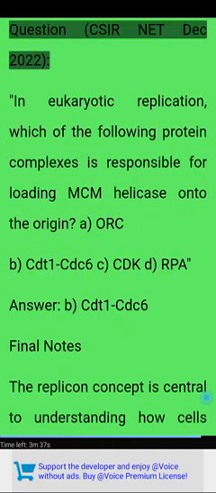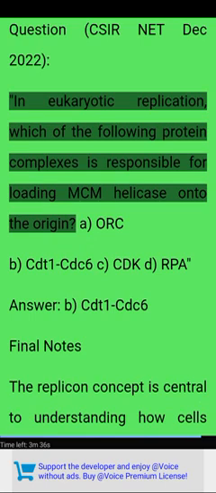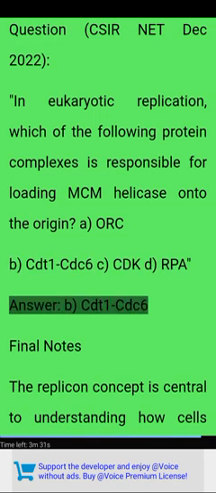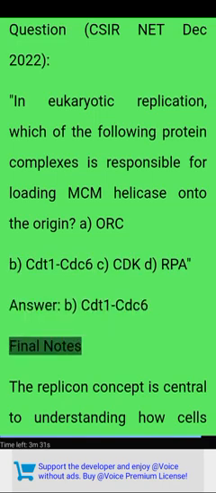Question, CSIR NET 2022. In eukaryotic replication, which of the following protein complexes is responsible for loading MCM helicase onto the origin? A. ORC. B. CDT1-CDC6. C. CDK. D. RPA. Answer: B. CDT1-CDC6.